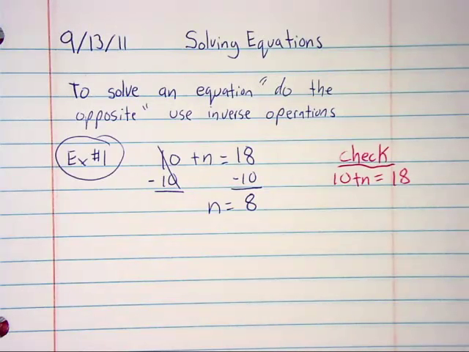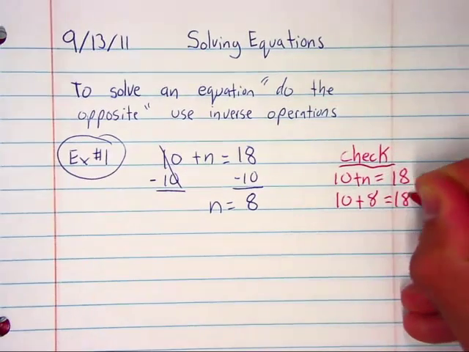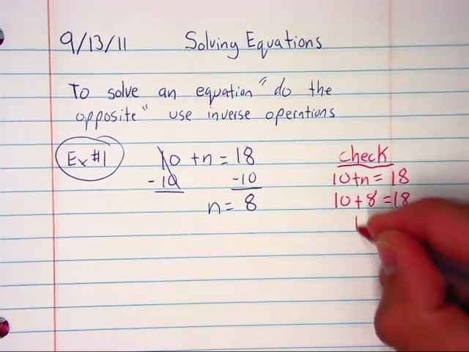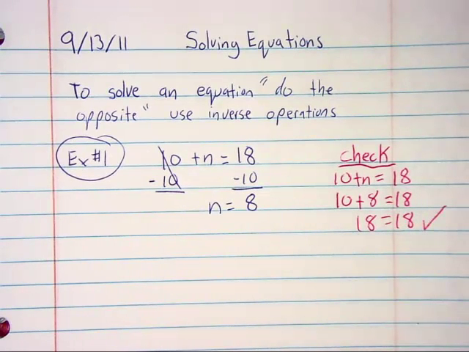But n is no longer n. It's not n anymore. Is it, Martin? What is it now? We just solved it. What does n equal? We just found it. 8. So now it's 10 plus 8 equals 18. 10 plus 8 is 18. Does it balance? Check. It works out.